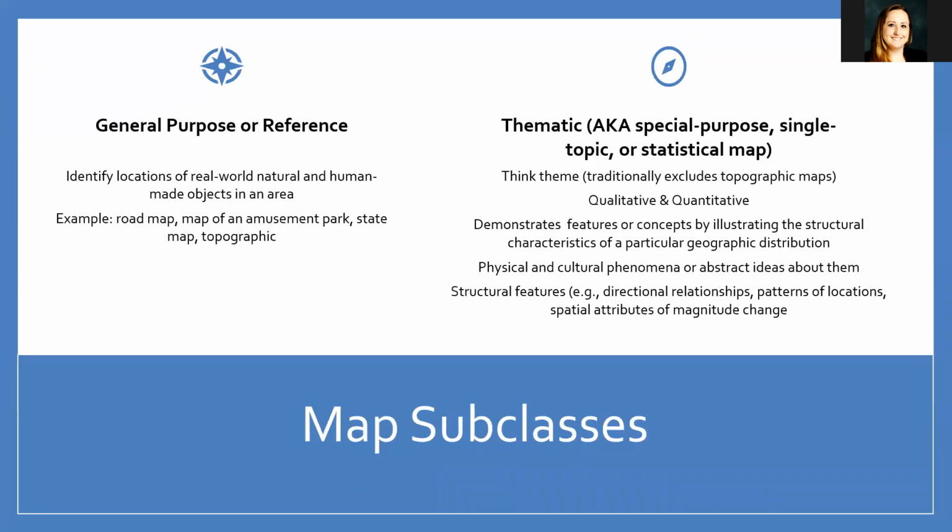Thematic maps, also called special purpose, single topic, or statistical maps, are the other major map type. As the term thematic map implies, they show information about a subject theme. In GIS, this is when qualitative or quantitative attributes or variables are geographically displayed. This can include themes such as population density, average income, temperature range, among many others. The use of a single theme is what differentiates thematic maps from general purpose maps.